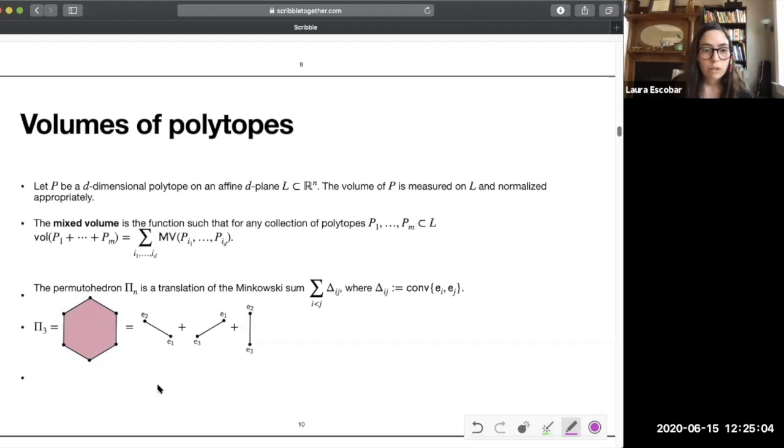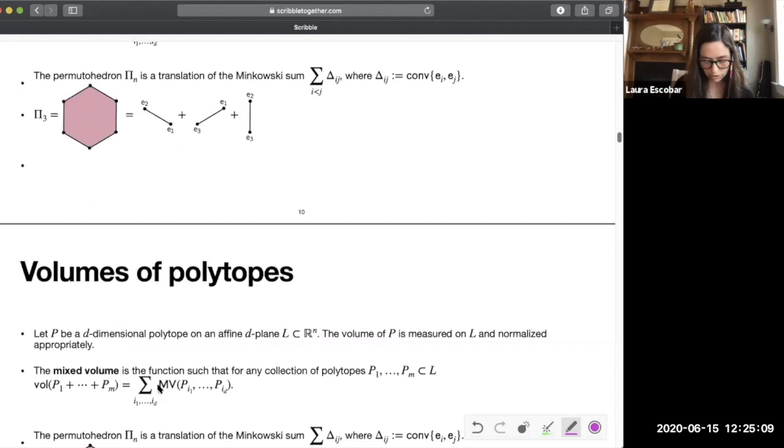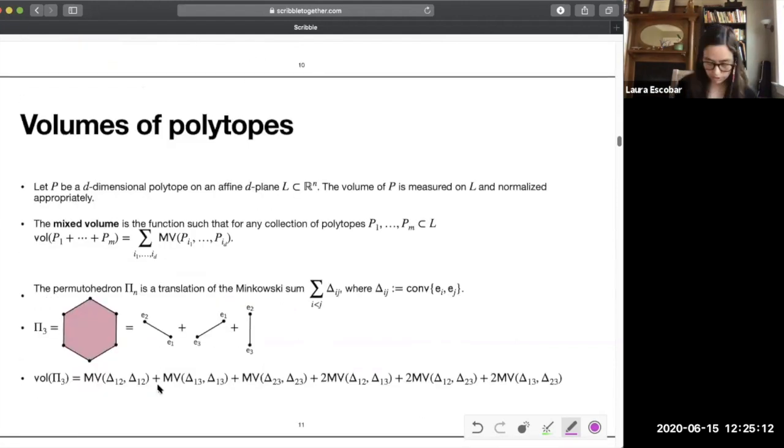Using that, what does that mean in terms of mixed volumes? In terms of mixed volumes, it tells us that the volume of the permutahedron is the sum of all these mixed volumes. And over here, if you notice, this has a coefficient of 2 because the mixed volume is symmetric. So I just combine terms. But let's translate it into the context of the harmonic polytope.